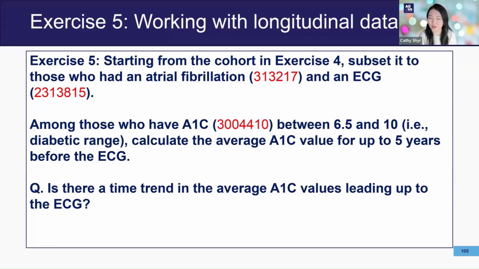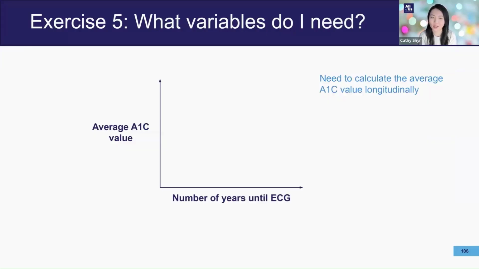So for exercise 5, we're going to start with the cohort in exercise 4. So the type 2 diabetes cohort, we're going to try to subset it to just those who have had an AFib and an ECG. And then among those who have an A1C value between a pre-specified range of 6.5 and 10, so that's the diabetic range, we want to calculate the average yearly A1C value for up to 5 years before their ECG. And the question is, is there a time trend in the average A1C values leading up to the ECG? Okay, so we're going to break this down bit by bit.